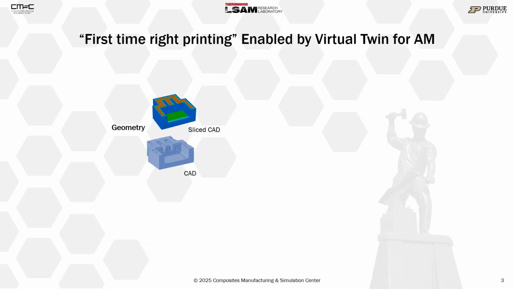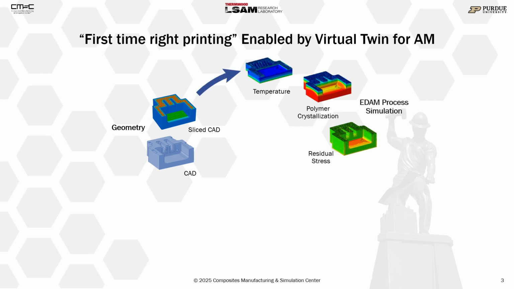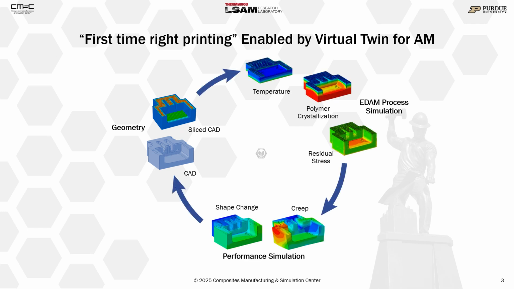ADDITIVE3D was developed with the goal of enabling first-time right printing, and it starts with the G-code that is produced after the slicing process. We use that G-code to drive a virtual twin of a manufacturing process where we can predict the evolution of temperature, polymer crystallization, if we're printing with a semicrystalline polymer, residual stresses, and deformation. But we don't stop there. We can also predict the performance of the as-manufactured shape.